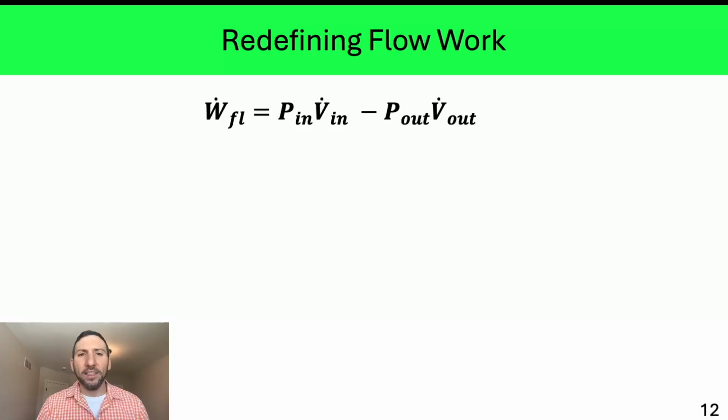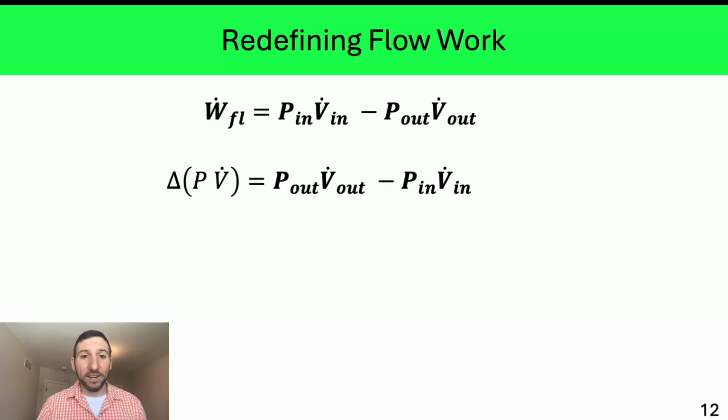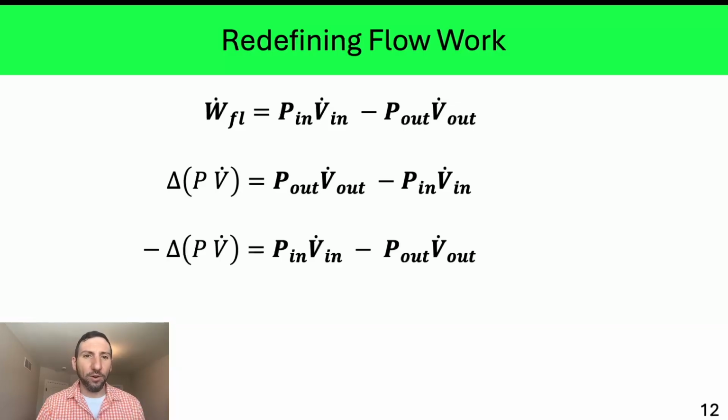Because P in V dot in minus P out V dot out sounds like a delta term, we can write that as delta P times V dot, and that equals P out V dot out minus P in V dot in, right? Final minus initial. We can then also rearrange that by multiplying both sides by negative 1. And so negative delta P V dot is equal to P in V dot in minus P out V dot out. And now we can say that flow work is equal to negative delta P times V dot.